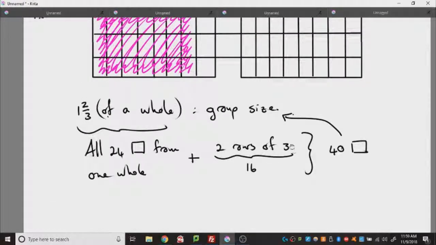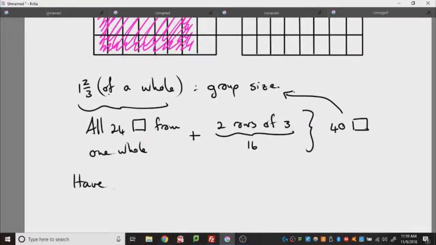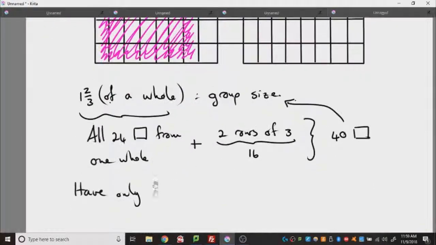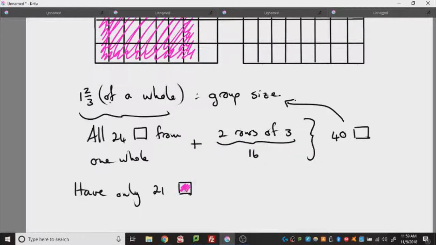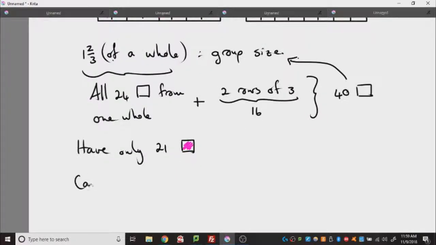So, group size of 40, what do I have? Let me just say here what I have. I only have 21 pink squares. That's not enough for even one group of 40. So I can fit it in 0 times, with 21 little pink squares left over, because I've used nothing.